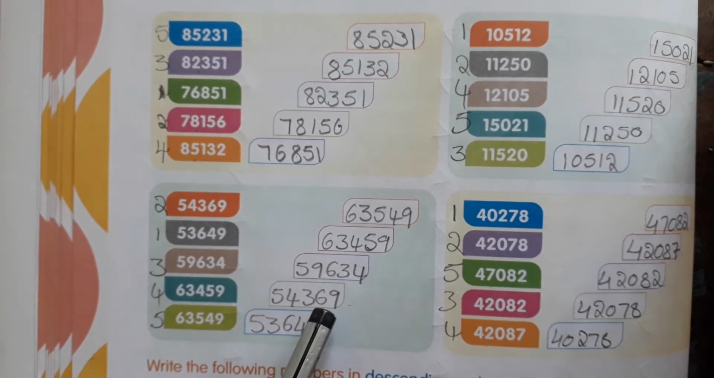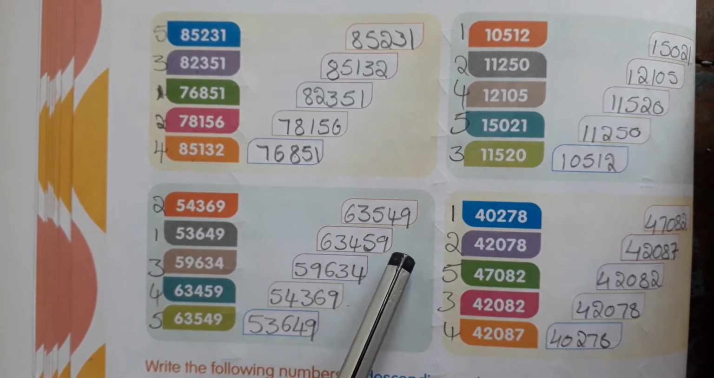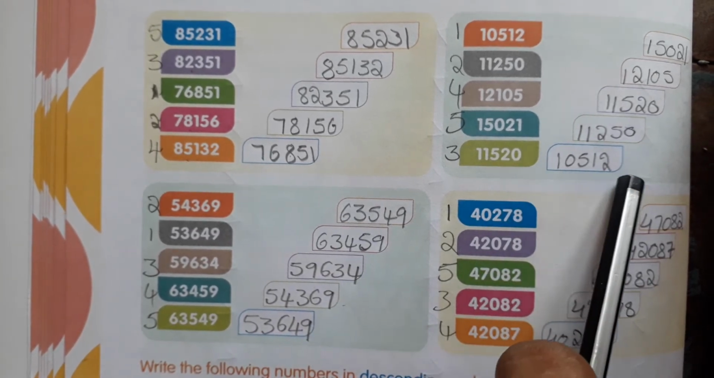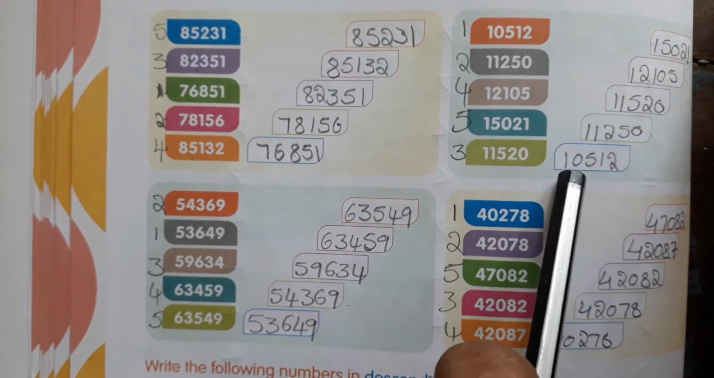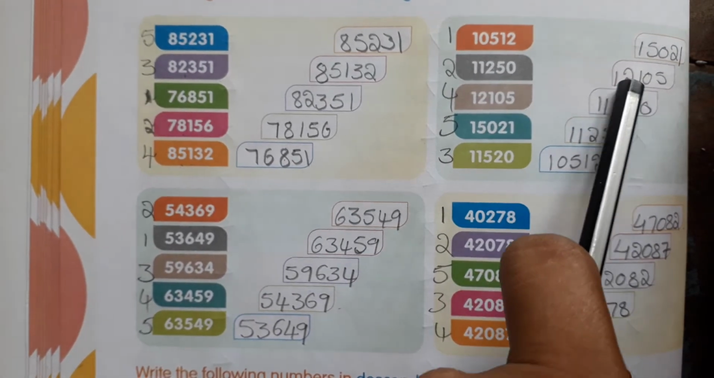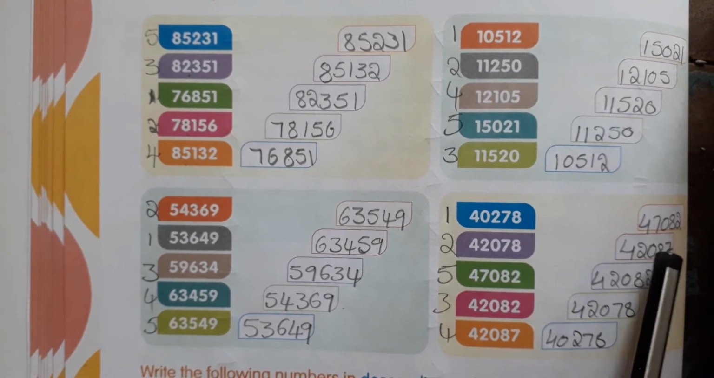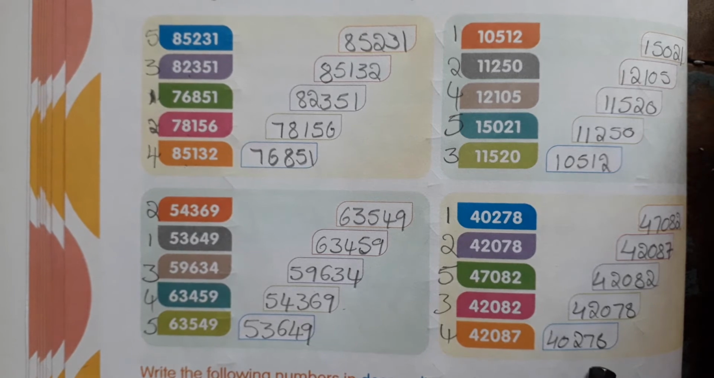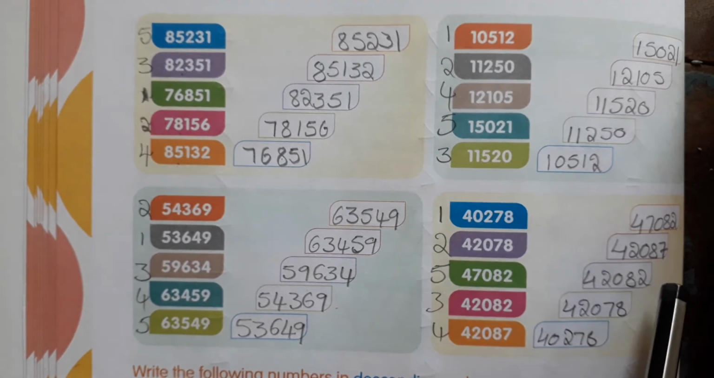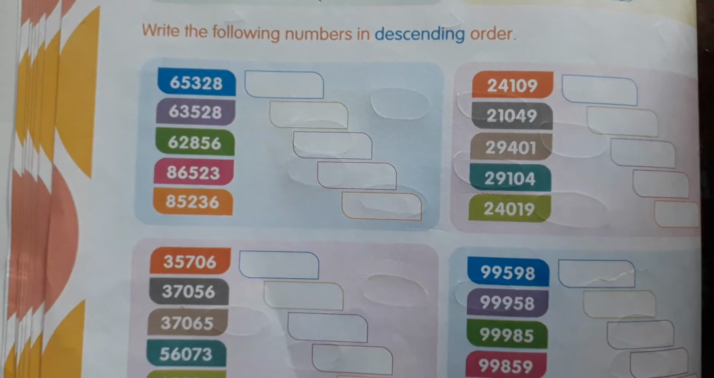53,649, 54,368, 59,634, 63,549, 63,559. Next, 10,512, 11,250, 11,520, 12,105, 15,021. This one, 40,278, 42,078, 42,082, 42,087, 47,082. Come to the next one.